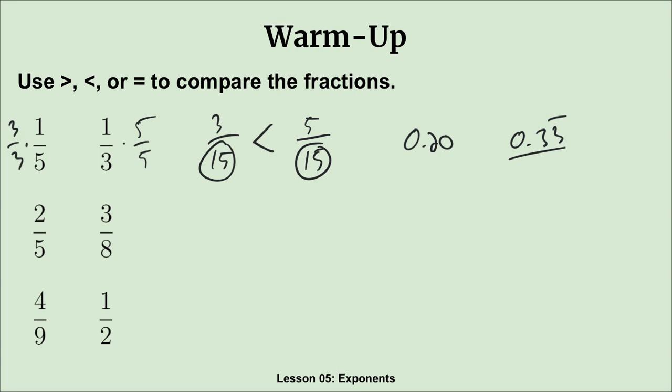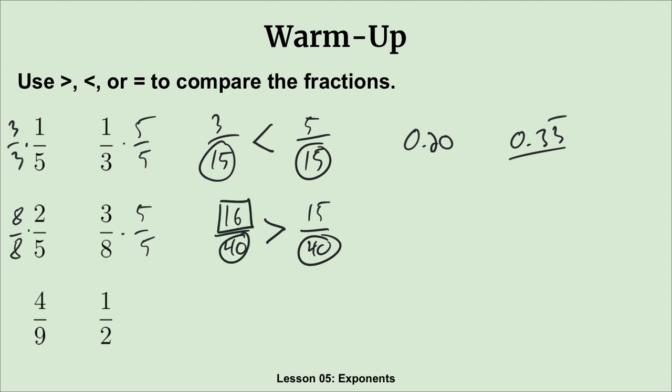2/5 and 3/8. So 2/5. Let's see, 5 and 8 both go into 40. So we're multiplying the other side by 8 over 8, this side by 5 over 5. So we get 16 over 40 and then 15 over 40. So those are real close to each other, but the left would be bigger than the right because 16 is bigger than 15. Once you have these denominators the same, you're just looking at which of these numbers is bigger.